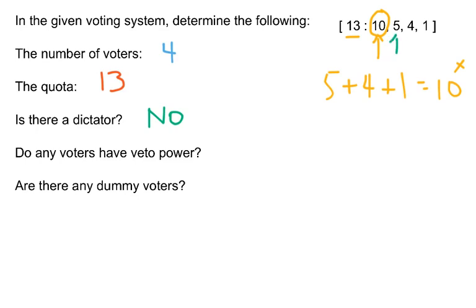Now let's check the 5 weight voter and see if they have veto power. Well, if the 10 and the 4 were to form a coalition, just those two, you'd be able to pass a motion. So the 5 weight voter is not necessary to pass a motion, so they do not have veto power, and we can stop checking after that because the lesser weight voters aren't going to have veto power either. So do any voters have veto power? Our answer to that question is yes, and it is the 10 weight voter that has veto power.